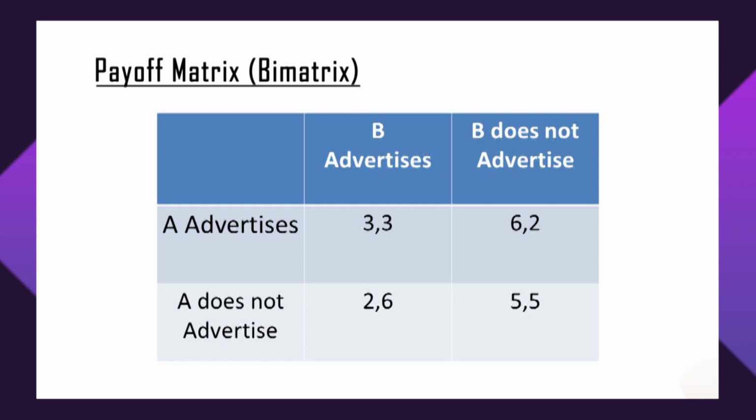We can see 3, 3. It means, as per the coordinate rules, the first term 3 comprises A advertises. Definitely if A and B both advertise, both are confirmed, both are accepting the condition of advertising, then both will earn 3 million and 3 million. But second, A advertises, it means 6 million, but here B does not advertise. Definitely the company B has only 2 million.